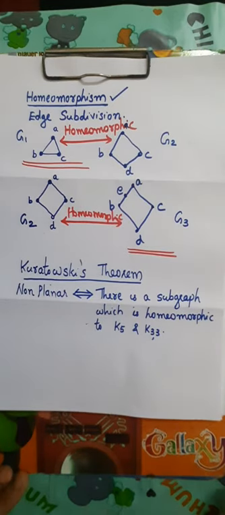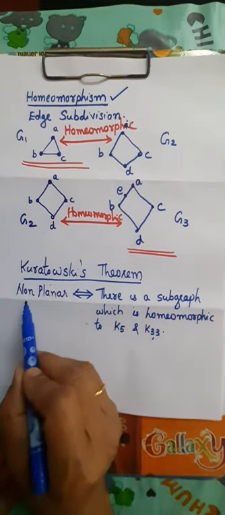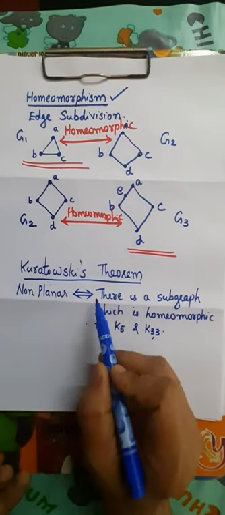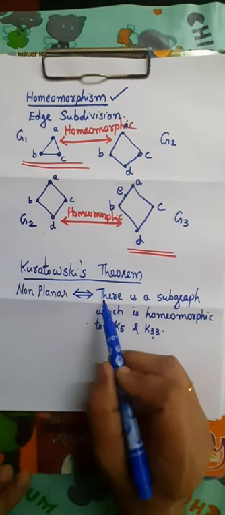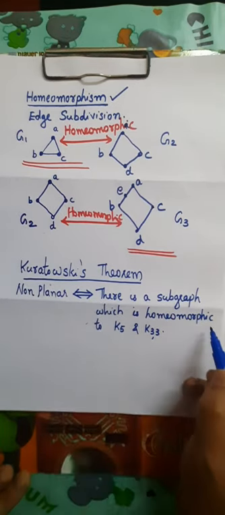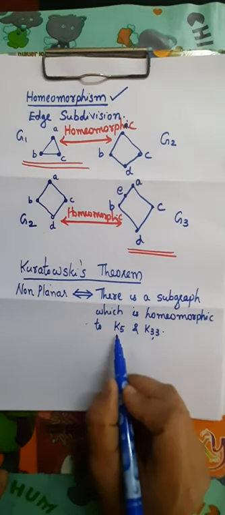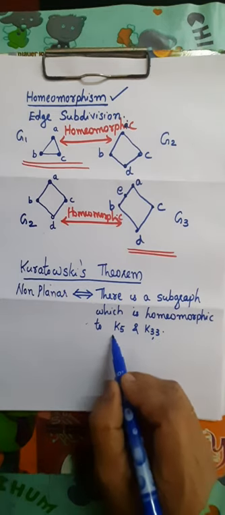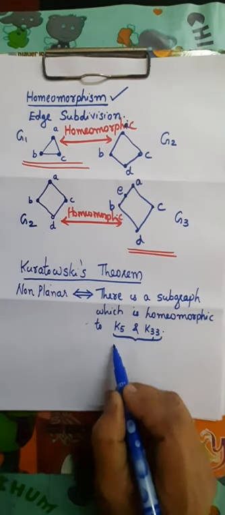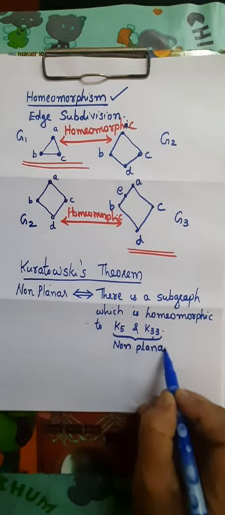Next is Kuratowski's theorem. What is Kuratowski's theorem? It states that a graph is non-planar if and only if, this is a necessary and sufficient condition, it has a subgraph which is homeomorphic to K5 or K3,3. We know the peculiarities of K5 and K3,3. These two graphs are non-planar graphs.